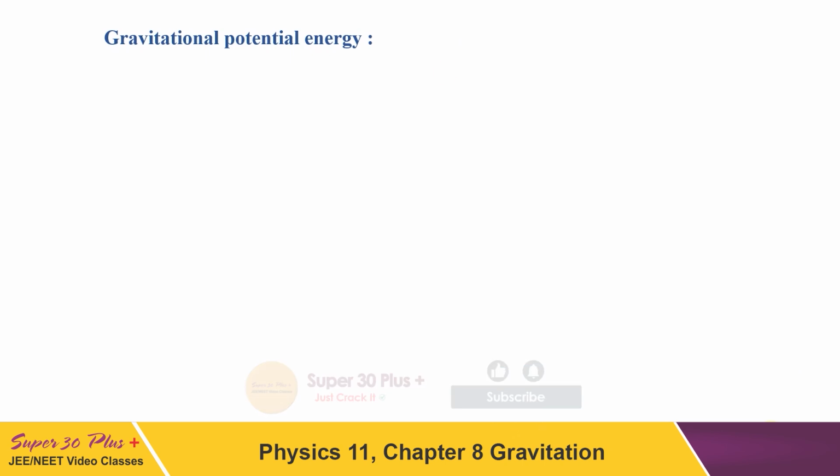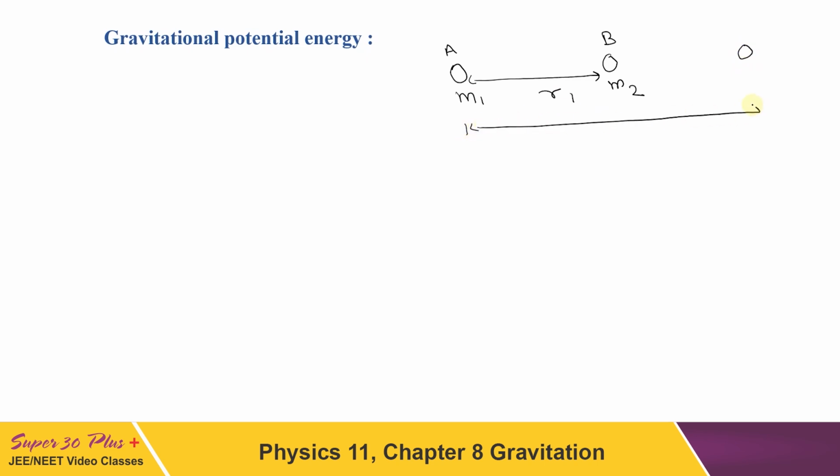Let us consider a particle here, that is A. It has some mass m1, and another particle here which has some mass m2. They are initially at separation r1, and finally this B is dragged here to separation r2 from A. We are interested in calculating the change in potential energy. So we are interested in calculating this delta U term.